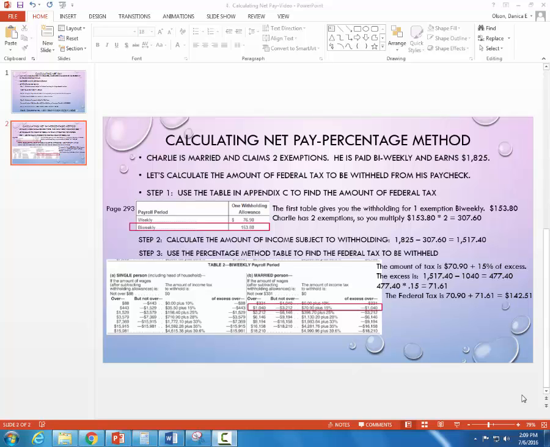$71.61. Our final step is to take the $70.90, add it to the $71.61 to get a total of $142.51. This is the amount of federal tax that will be withheld from Charlie's paycheck.